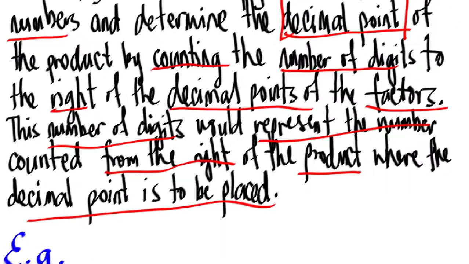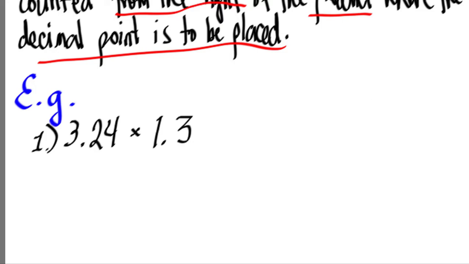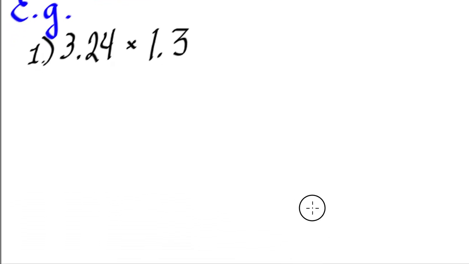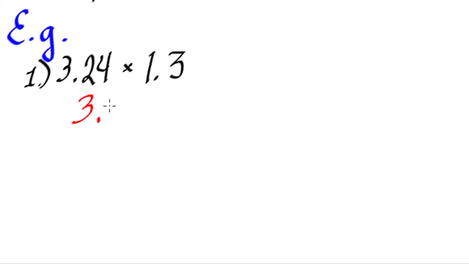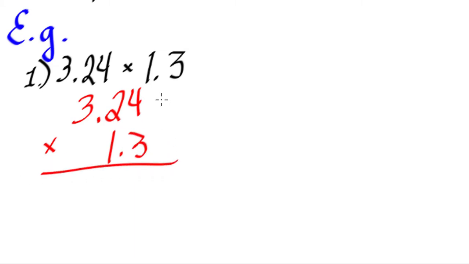So to give you a very good example, let's have number one, 3.24 times 1.3. First we're going to put that in a vertical way of writing. So we can write it as 3.24 times 1.3. We're going to align all the digits, one after the other. So 4 is aligned to 3, 2 is aligned to 1, and 0 is aligned to 3. And so we don't want to write that anymore.